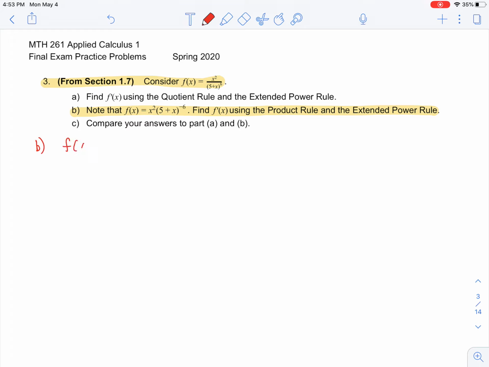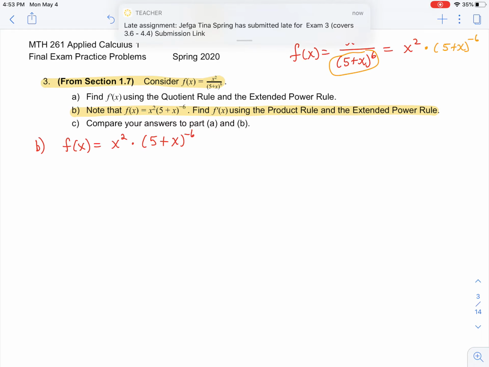They said, note that f of x can be rewritten as x squared times 5 plus x to the negative 6th power. And that is so true, right? Because the original f of x is x squared divided by 5 plus x to the positive 6th power. So you can rewrite this by bringing this denominator next to this, just changing the exponent to a negative exponent. I think that's a very good idea. And if you write it this way, you do not have to use the quotient rule.